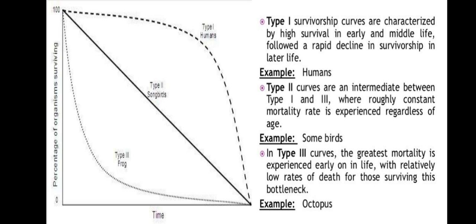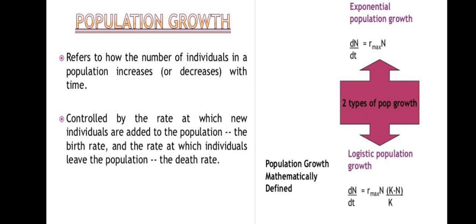For example, octopus. Then we see population growth, which refers to how the number of individuals in a population increases or decreases with time. It is controlled by the rate at which new individuals are added to the population, the birth rate, and the rate at which individuals leave the population, the death rate.